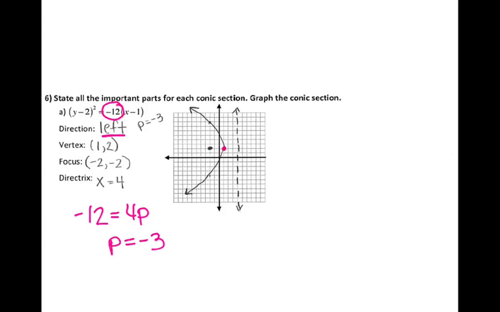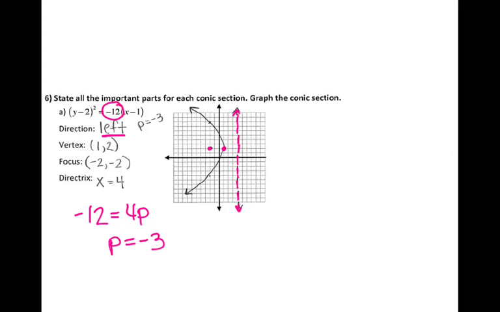And I'm going to move p units in the direction, so p units to the left to figure out where my focus is. So going 3 units to the left, my focus is at (-2, 2). Also, since it's opening to the left, I'm changing my x-coordinate, and I can take 1 plus -3, and that's where that -2 comes from. For my directrix, I'm going to go in the opposite direction 3 units, and then I'm going to draw my vertical dashed line. And it crosses the x-axis at 4, so the directrix is x equals 4.